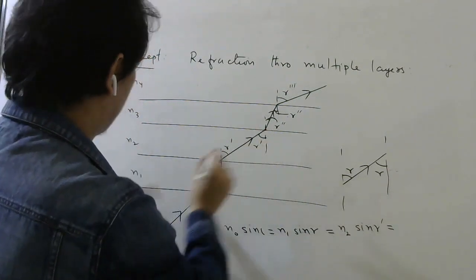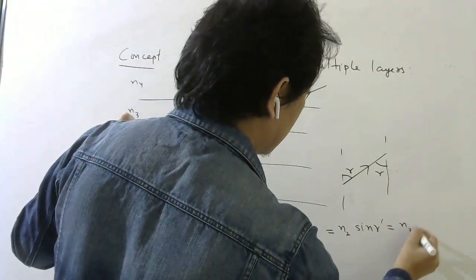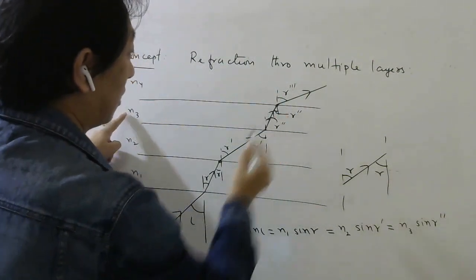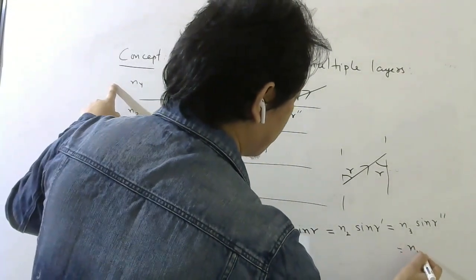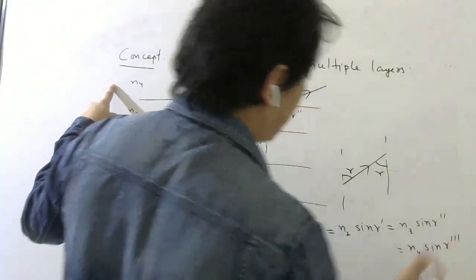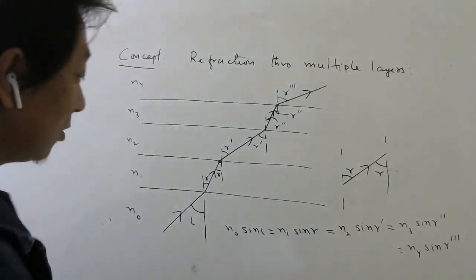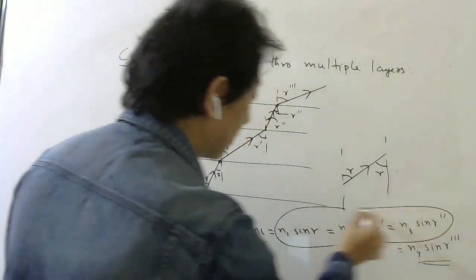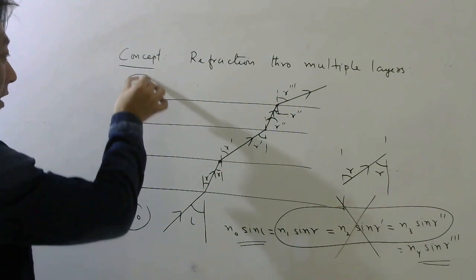So apply Snell's law here. n2 sin r dash should be n3 sin r double dash. And then apply Snell's law here. n3 sin r double dash should be n4 sin r triple dash. So that way it keeps on going. So this equality will always be maintained. In other words, you can directly write this equal to this also. You can forget everything in the middle and write directly the relation between this and naught and this and 4.